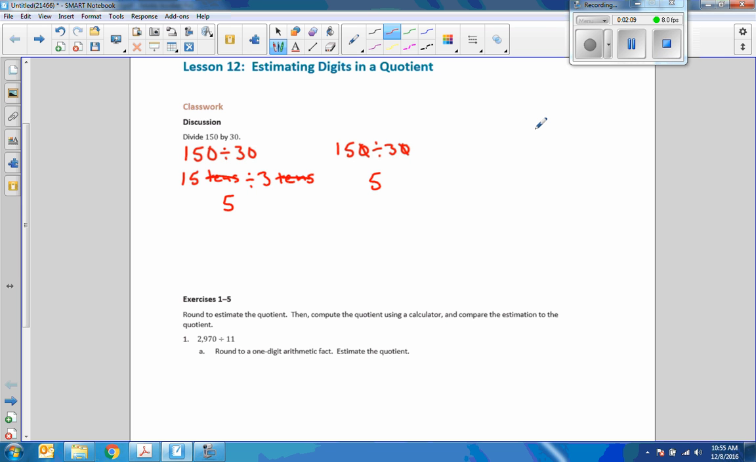Represent this using the division algorithm as well. So 150 divided by 30 could also be done this way. 150 divided by 30. And 30 goes into 150 5 times. 5 times 0 is 0. 5 times 3 is 15. Subtract.